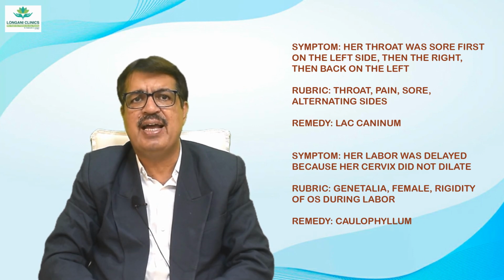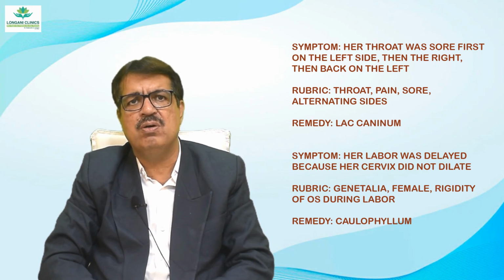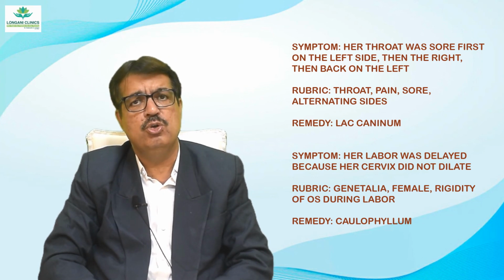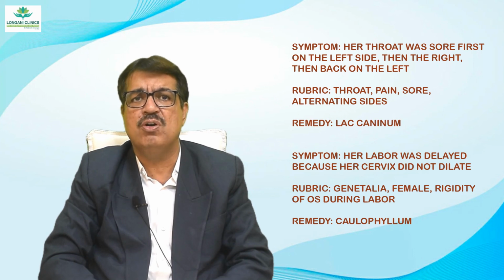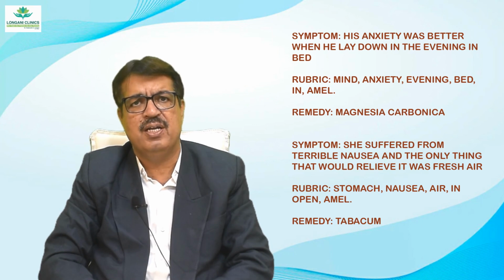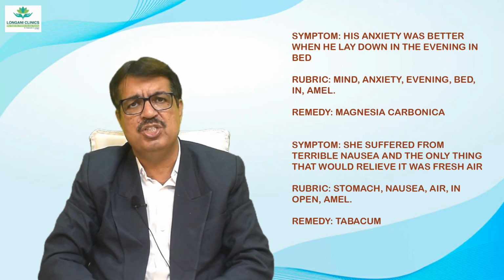The remedy is Lac caninum. Next symptom: her labor was delayed because her cervix did not dilate. The rubric: genitalia, female, rigidity of os during labor. The medicine is caulophyllum. Next symptom. His anxiety was better when he lay down in the evening in bed. The rubric: mind, anxiety, evening, in bed, amelioration. The remedy is Magnesia carbonica. Next symptom.